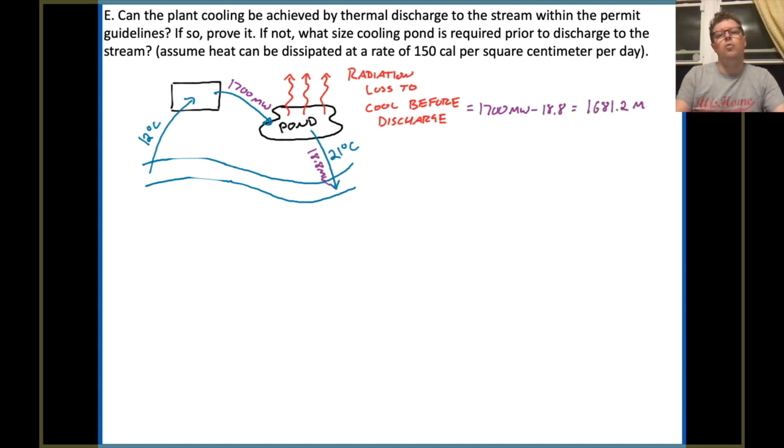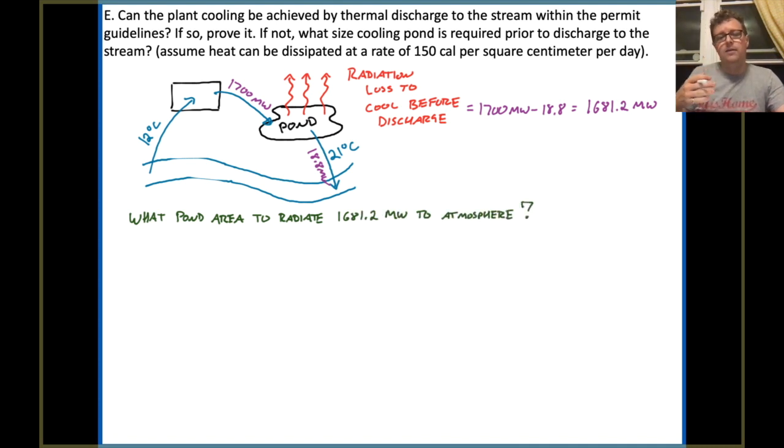And so what we need to do is now design a pond that can basically radiate nearly all of that thermal energy back into the atmosphere, because we're not permitted to transfer it along with the water into the stream. How big of a pond do we need? Well, given the information about how fast a pond can cool, and given that we understand it needs to be able to account for about just under 17,000 megawatts, we can design this thing.